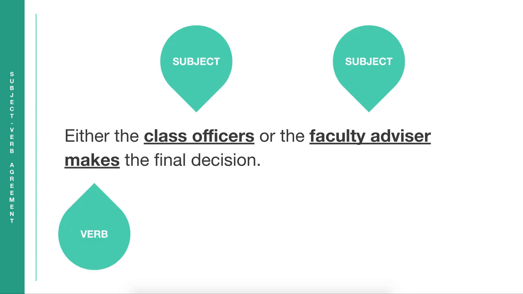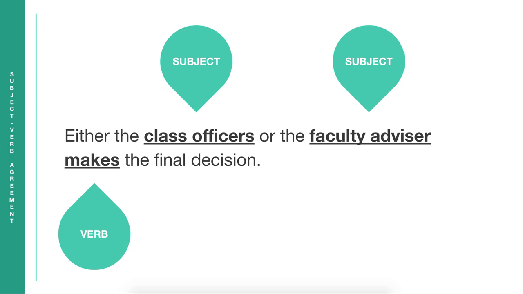Now things get even trickier when sometimes we have multiple subjects. Here's an example. Either the class officers or the faculty advisor makes the final decision. Now this is tricky because class officers is plural, but faculty advisor is singular. And so now we run into an issue of should we have an S at the end of makes, yes or no? Well, here's the rule. If you have two subjects like we do here, and you have the word or between those two subjects, then you are going to match your verb with the subject that it is nearest to. In this case, faculty advisor.